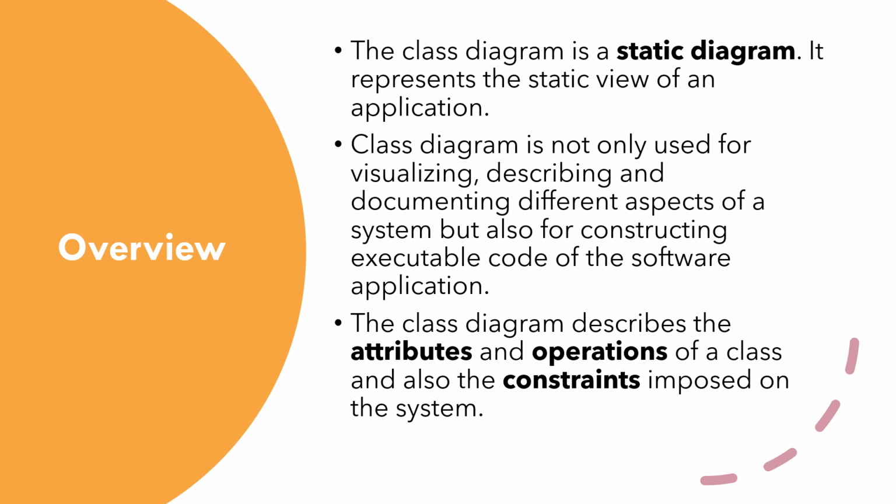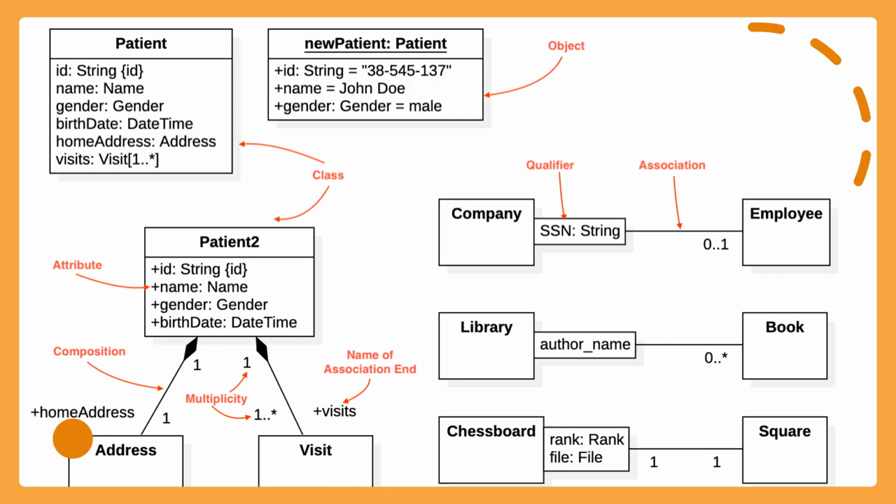Okay, it describes the attributes together with the operations of the class. Also the constraints. So this is the uniqueness of the class diagram. It not only explains the attributes but also gives us the operations. So it makes it easier to execute in the software, for the software application. Okay, so this is the view of the class diagram.